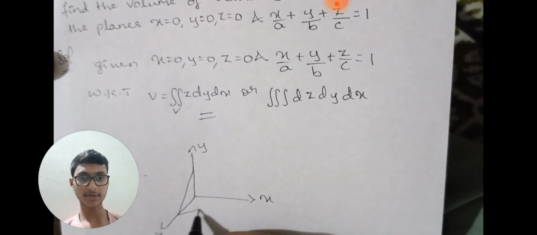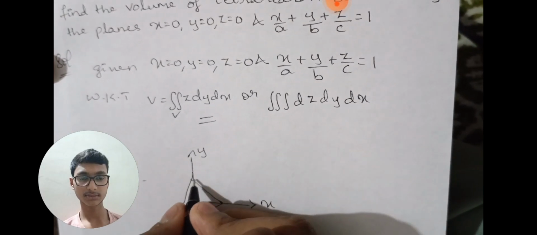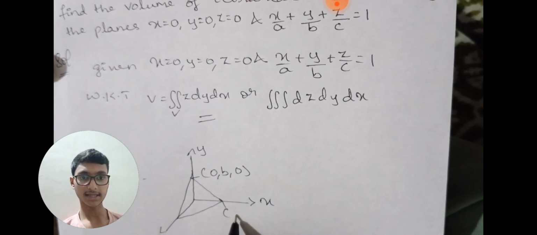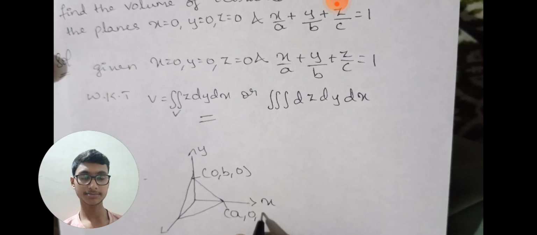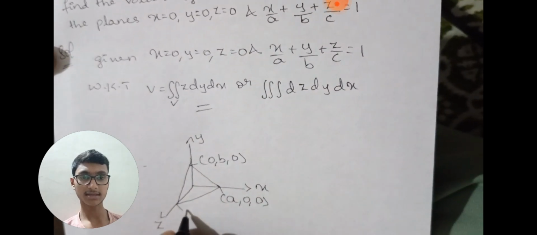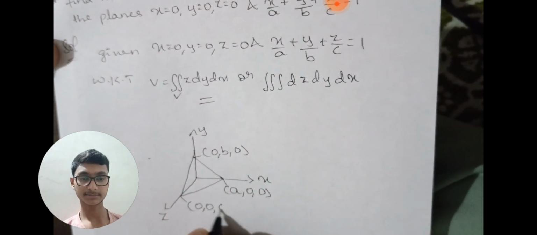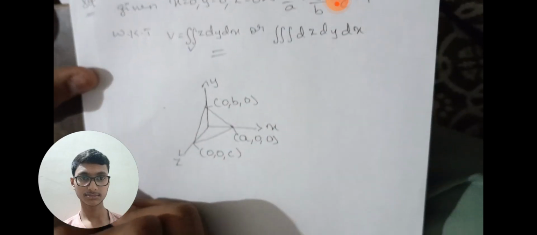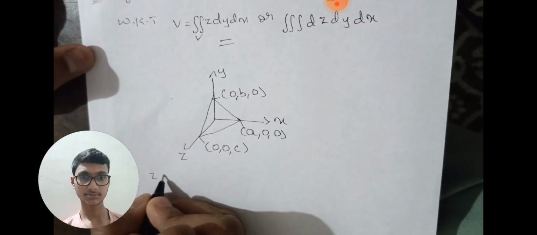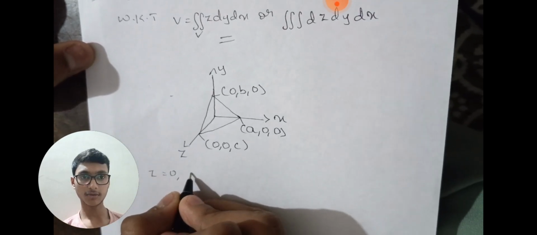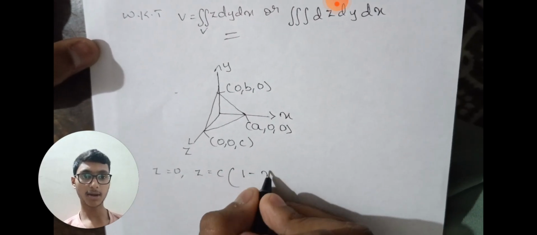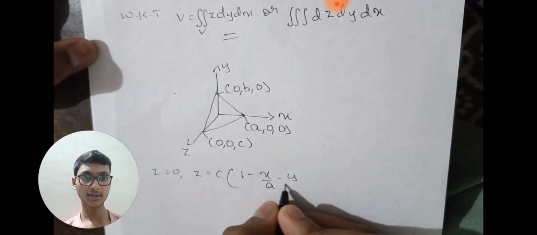This is the graph of the tetrahedron. At the y-axis, x and z will be 0. At the x-axis, y and z will be 0. At the z-axis, x and y will be 0. If z is equal to 0, then send everything to the right side. z is equal to c of 1 minus x by a minus y by b.